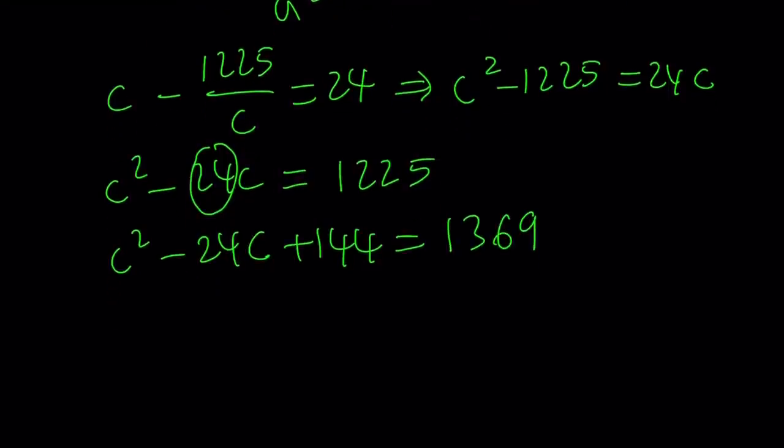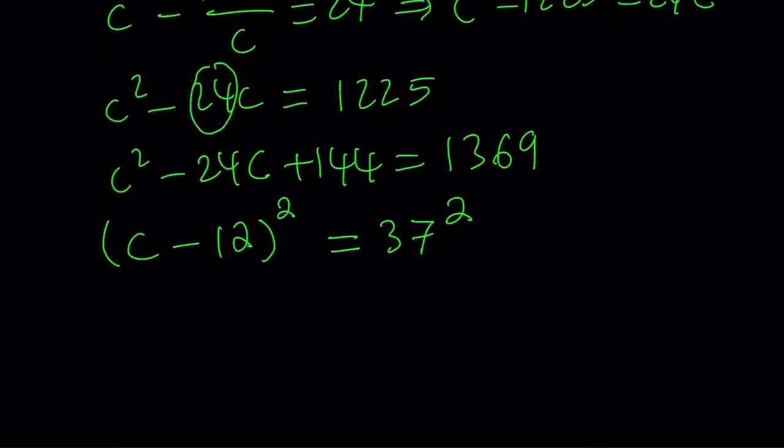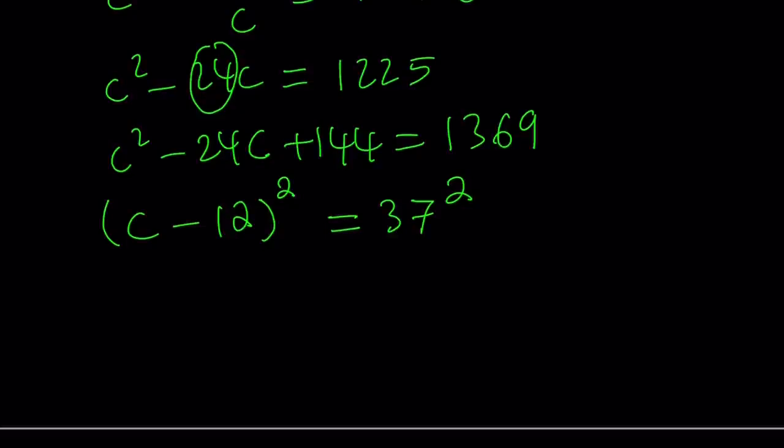Now the left hand side becomes a perfect square, which can be written as c minus 12 squared. And 1369 is also a perfect square. If you're wondering what that is, it is 37 squared. Now this is nice. It indicates that the solutions are integers. It doesn't always happen. Sometimes you get an irrational number. So from here we can say the following. c minus 12 is either 37 or c minus 12 is negative 37.